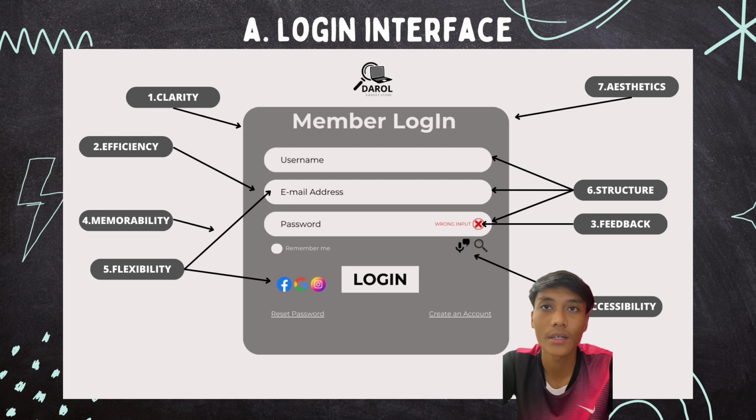So the last one is accessibility. The login interface should be accessible to users with disabilities. For example, it should provide text-to-speech and screen magnification options.